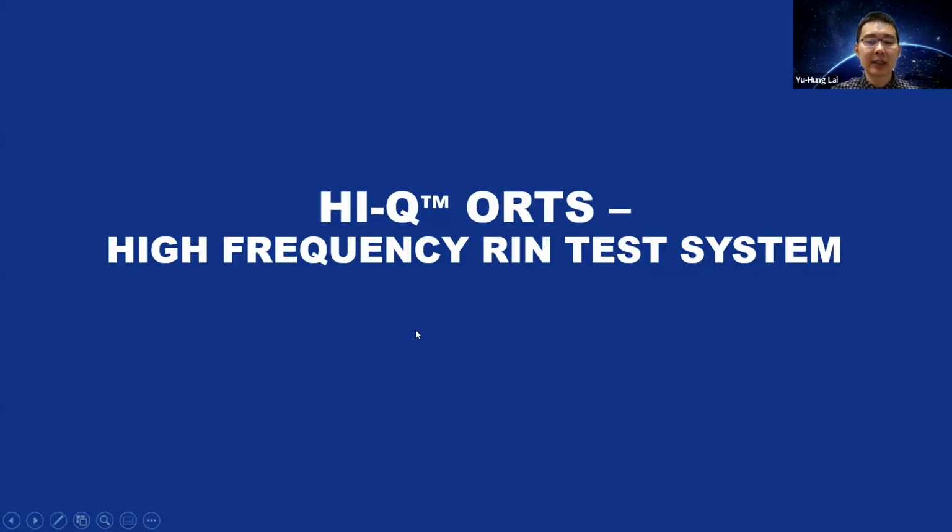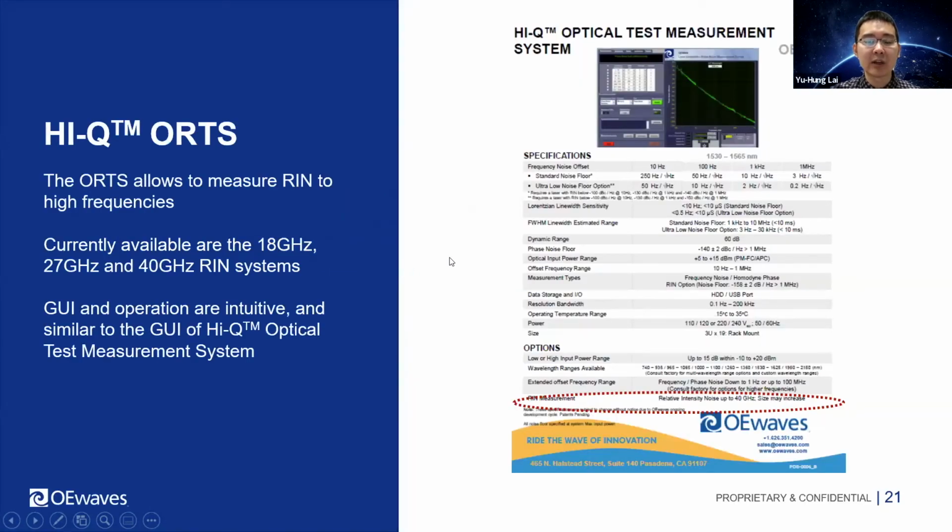So here I also want to introduce the ORTS, the high frequency RIN test system. Our system can not only measure the phase noise or frequency noise, we can also measure the RIN of our laser, that's the amplitude noise. I want to mention that our RIN measurement can cover higher frequencies. We can select up to 18 gigahertz, 27 gigahertz, or 40 gigahertz for the RIN measurement. So it will be super helpful for investigating issues in integrated photonic circuits or high RF frequency generating circuits, and very helpful for our advanced high frequency photonic system design.